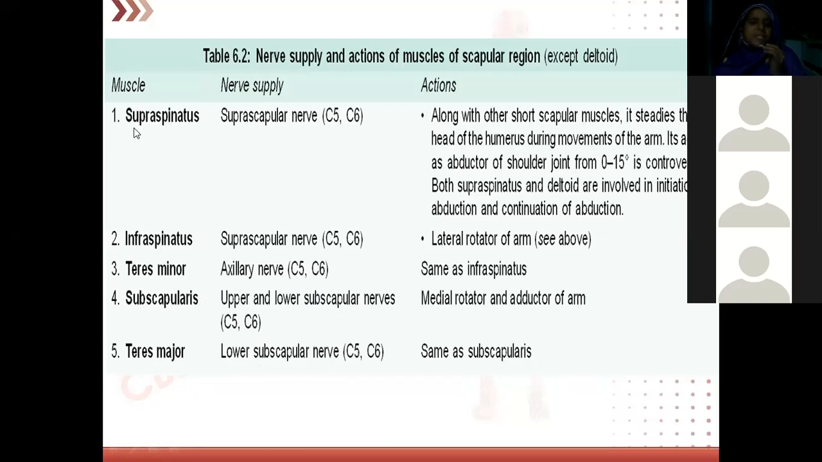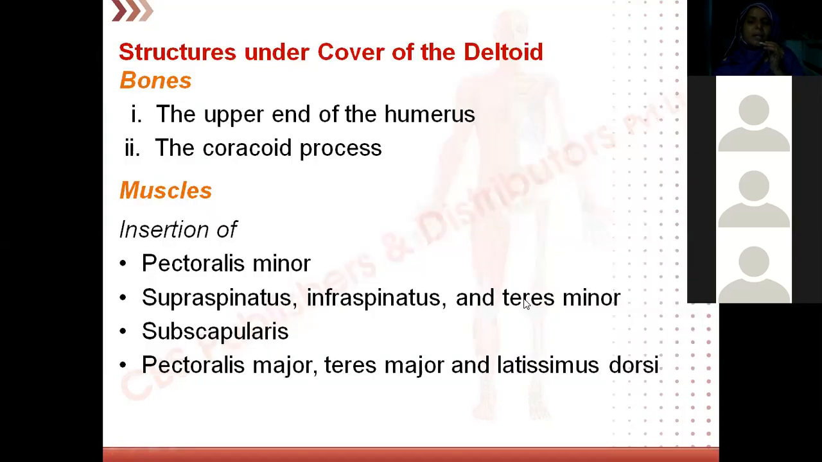Try to see the actions also. Supraspinatus steadies the head of the humerus, that means it stabilizes, and it initiates the movement of the shoulder joint. Infraspinatus is a lateral rotator of the arm. Teres minor is the same as infraspinatus, also a lateral rotator, like the posterior fibers of deltoid. Subscapularis is a medial rotator and adductor, same as the clavicular fibers of deltoid. Even teres major is the same, a medial rotator and adductor of the arm.